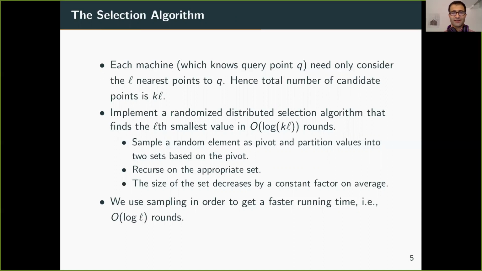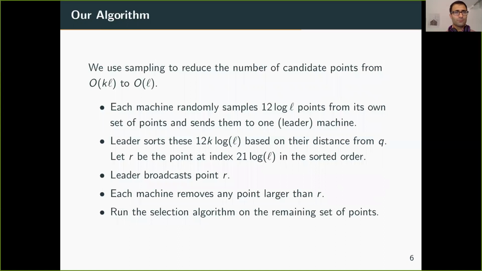And the question is, can we do faster? And our answer is yes, we can do faster. By sampling, we can reduce it to a log L round. In our algorithm, indeed, we are using sampling to reduce the search space from order of kL to order of L.